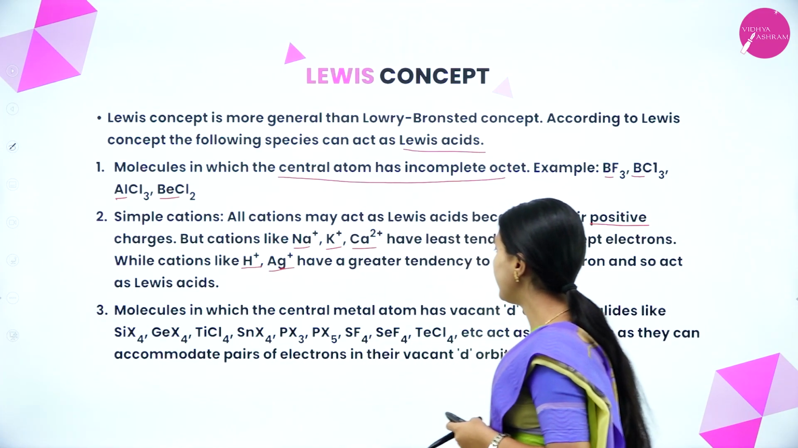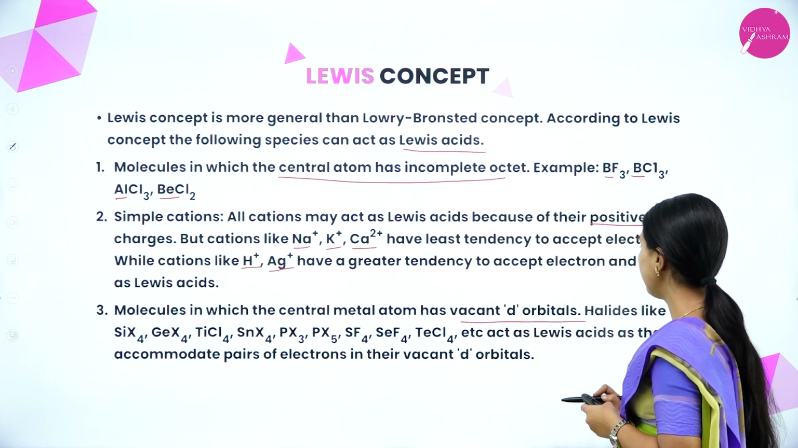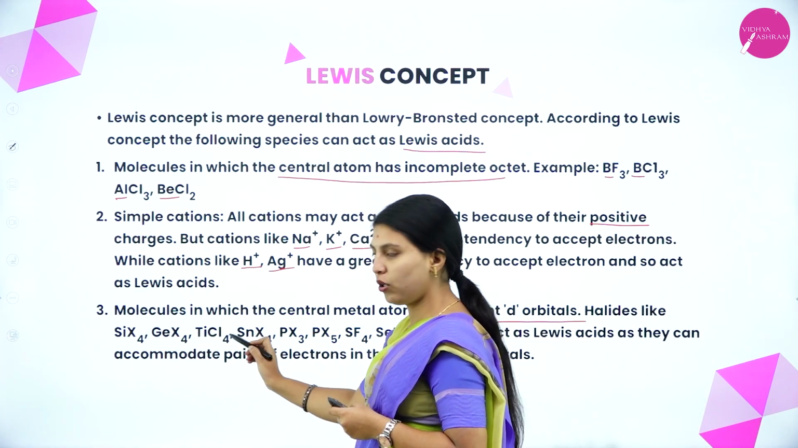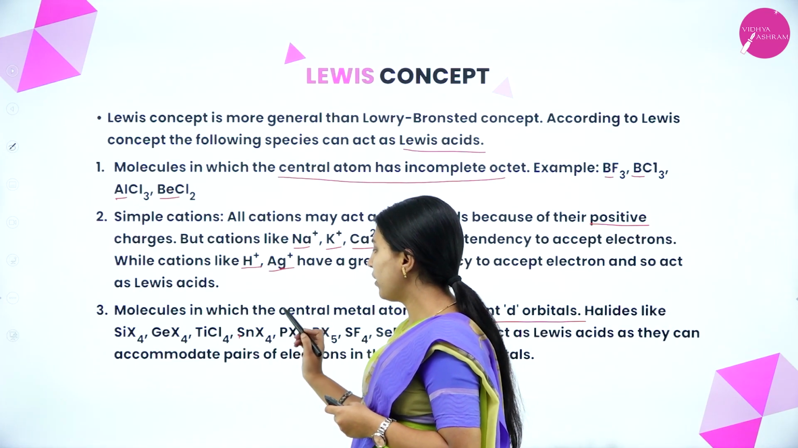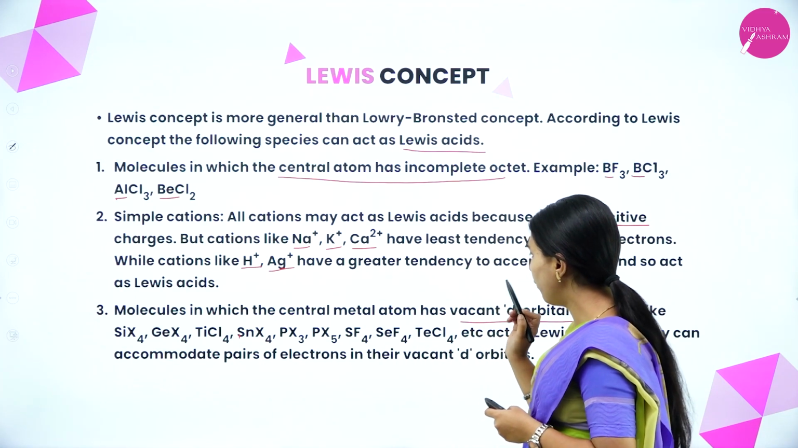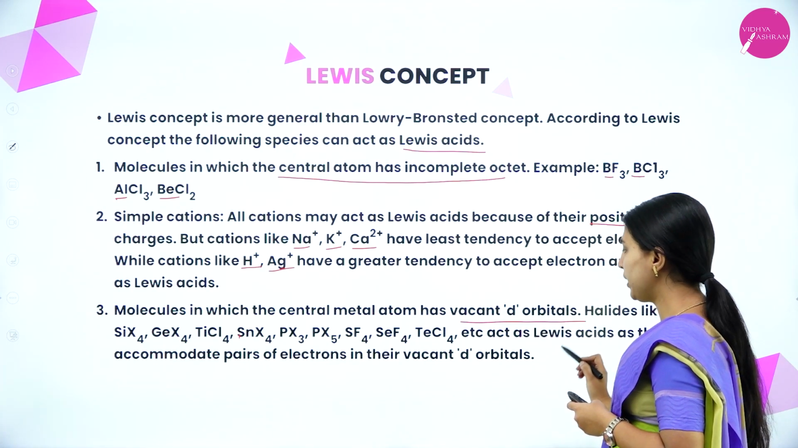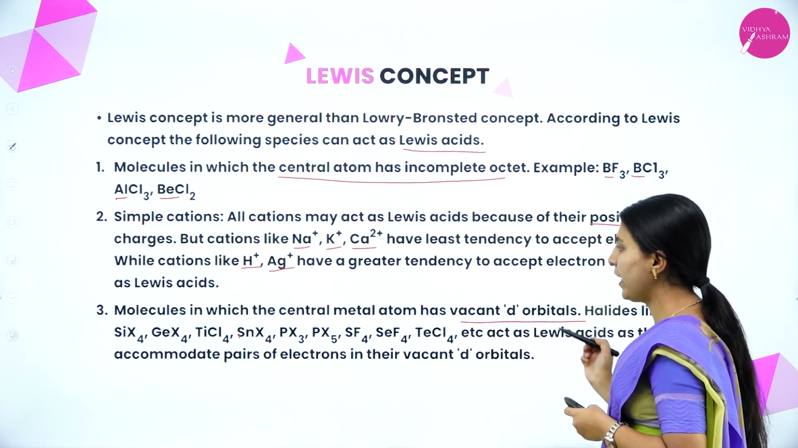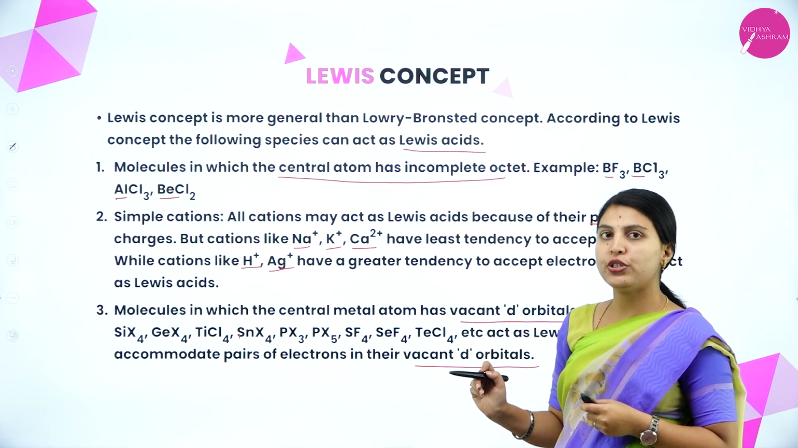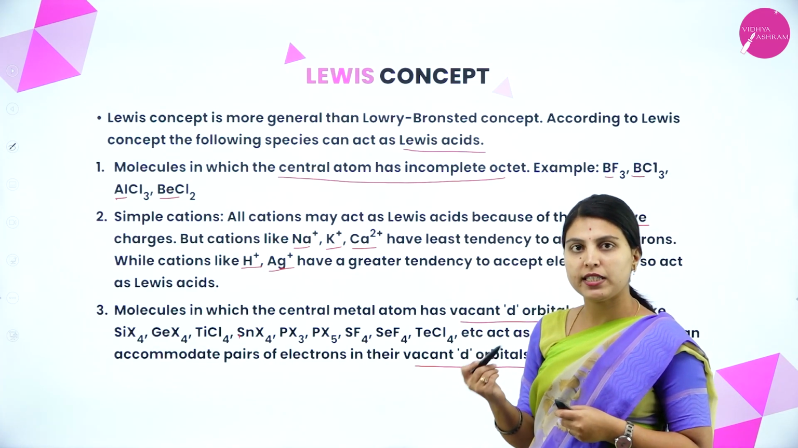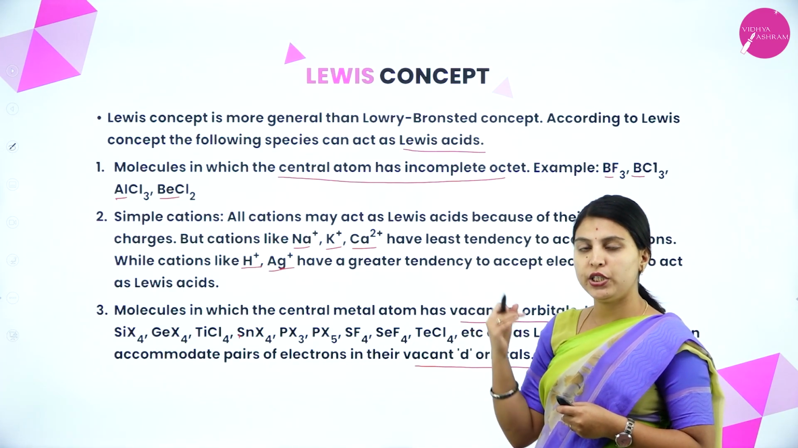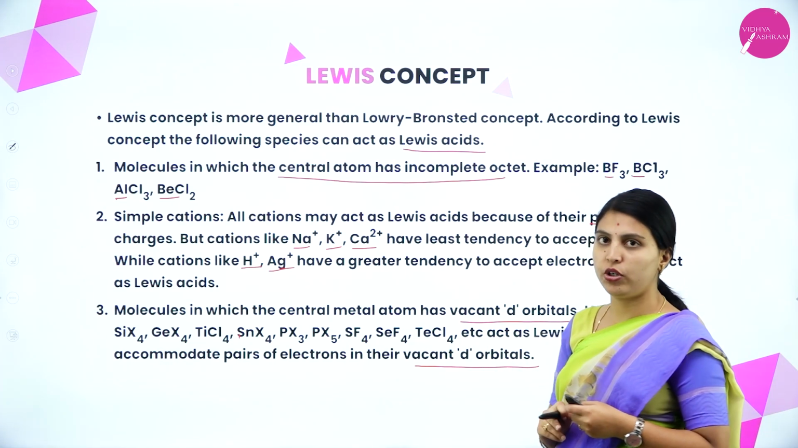Next, molecules in which the central atom has vacant d orbitals. Example, halides like SiX4, GeX4, titanium tetrachloride, and tin tetrahalide. Like this, halides of metals with vacant d orbitals will act as Lewis acids, and they can accommodate pairs of electrons in their vacant d orbitals. Usually molecules that have vacant d orbitals will be considered as Lewis acids, and the electron pair accepted from others will be placed in the vacant d orbitals.